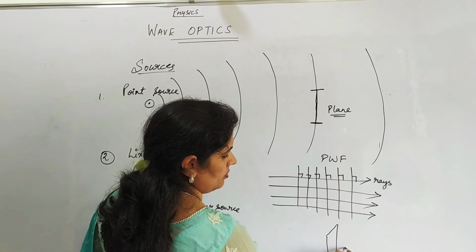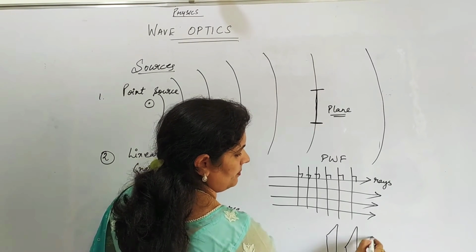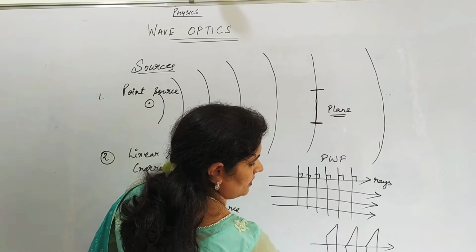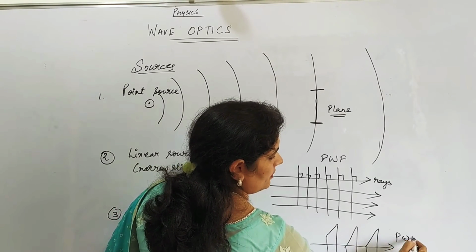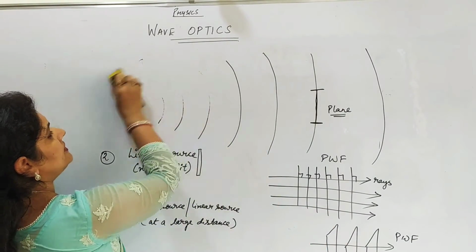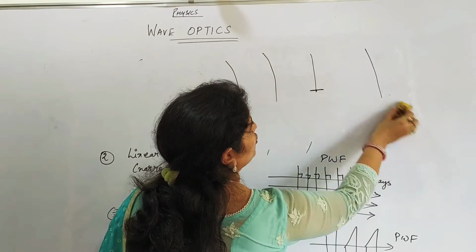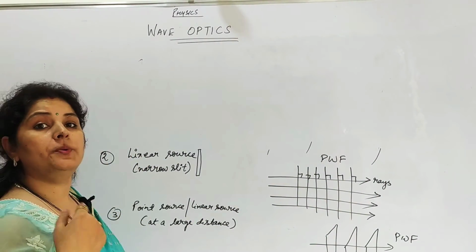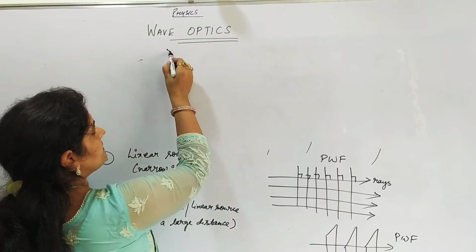This is how a plane wavefront can be drawn. This also represents a plane wavefront. Right? So, a spherical wavefront could also have two types. Right? A spherical wavefront could be converging or diverging.